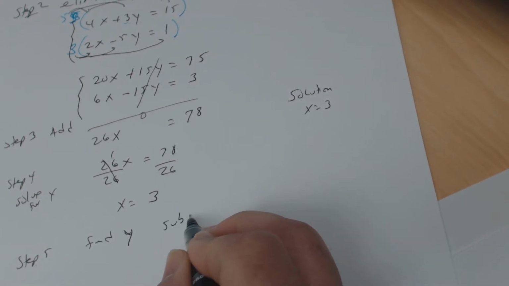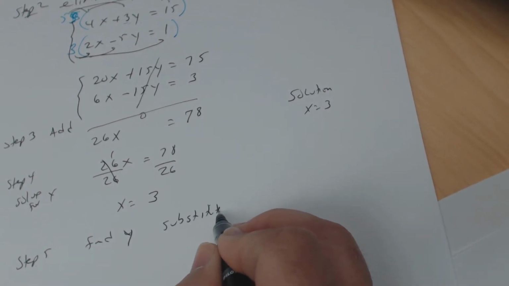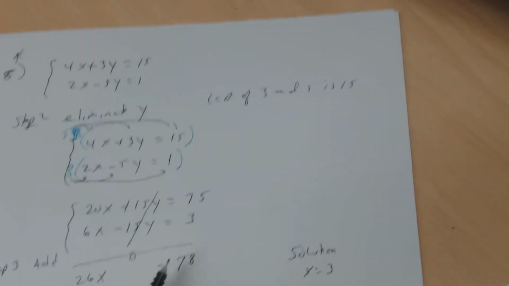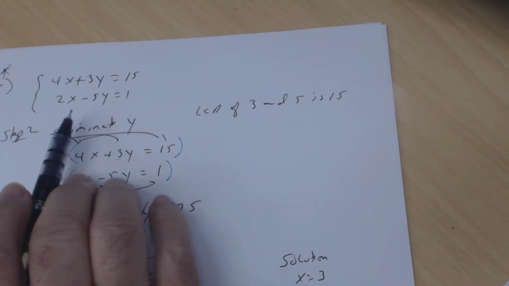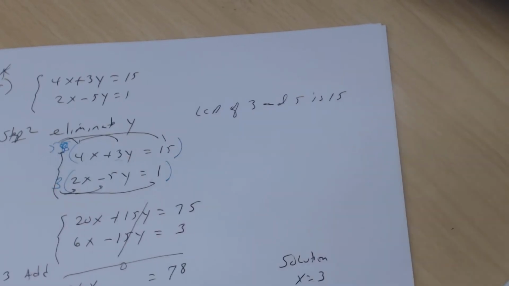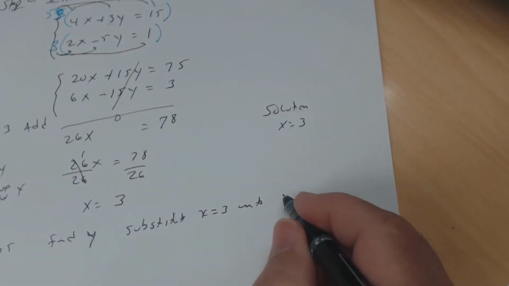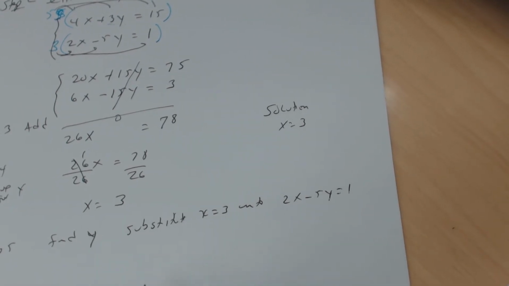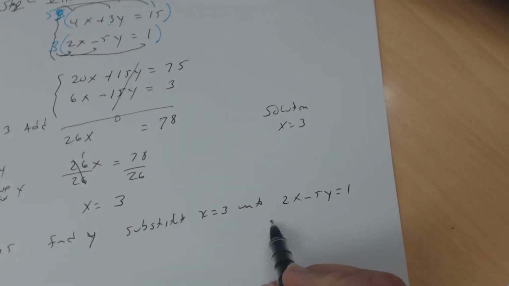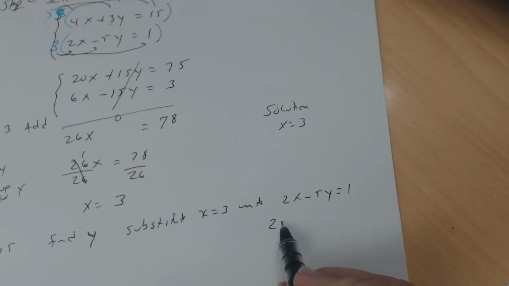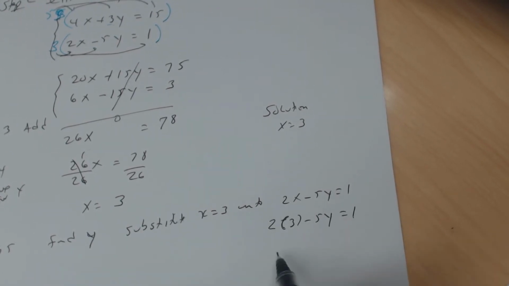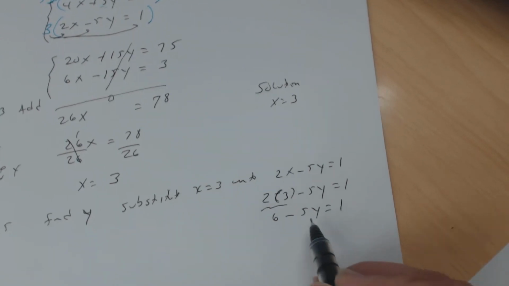We're going to substitute x equals 3 into one of these equations. It does not matter which one. If you want to use the second one again, that's fine. So let's do the second one: 2x minus 5y equal 1. Okay, so here we go. 2 times x is 3, minus 5 times y equal 1. This is 6. I get 6 minus 5y equal 1.